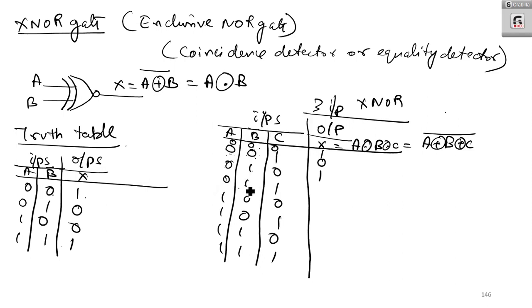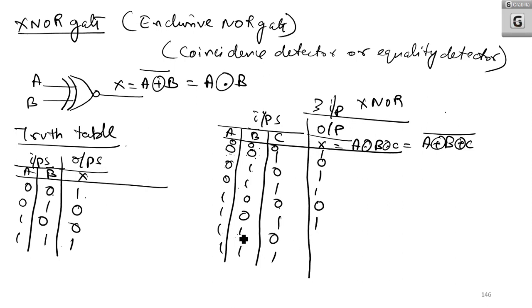1 XOR 1 is 0. 0 bar is 1. 1 XOR 0 is 1. 1 bar is 0. Again, 1 XOR 0 is 1. 1 XOR 1 is 0. 0 bar is 1.